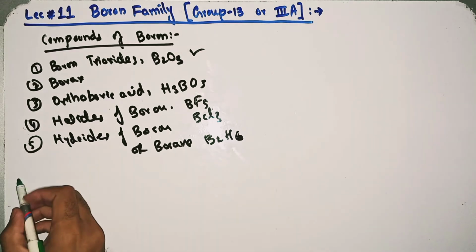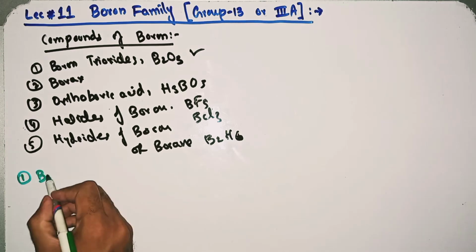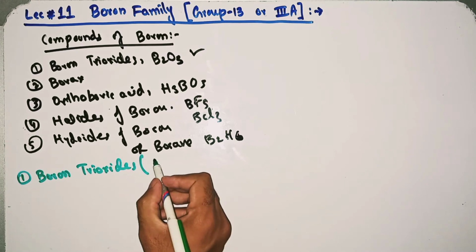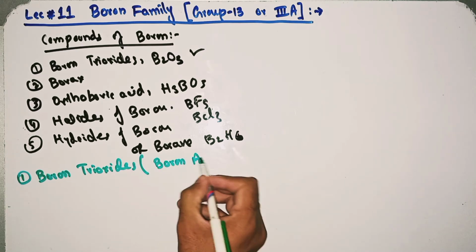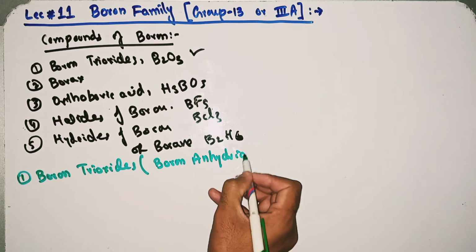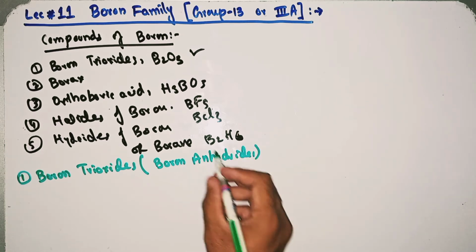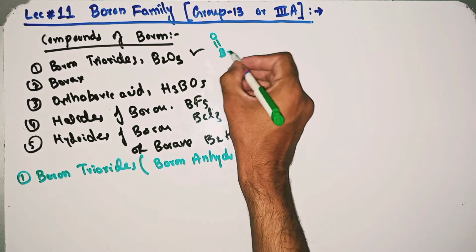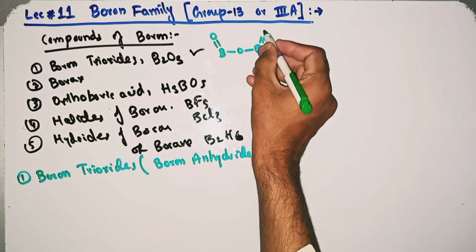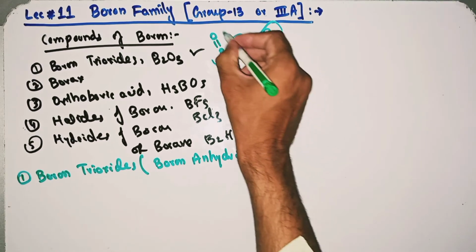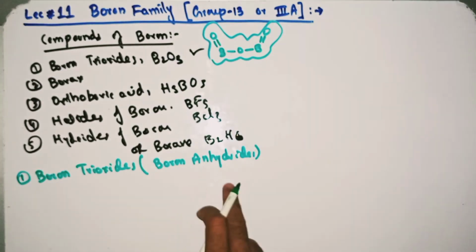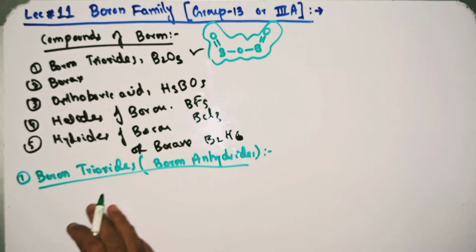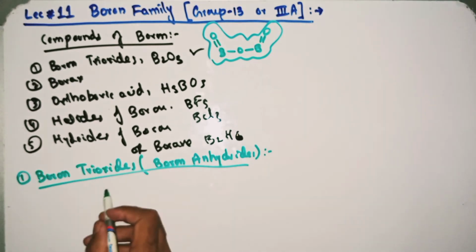So now start with boron trioxide, also called boron anhydride, because its formula is similar to the anhydrides, B2O3. The structure is B double bond O, single bond O, single bond B double bond O, which is similar to the structure of anhydrides. That's why it is also called boron anhydride. Okay, let's come to the points and explain boron trioxide.